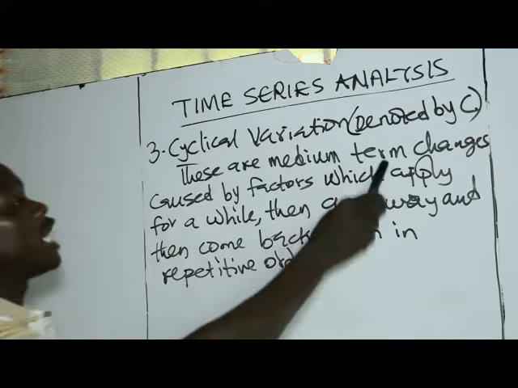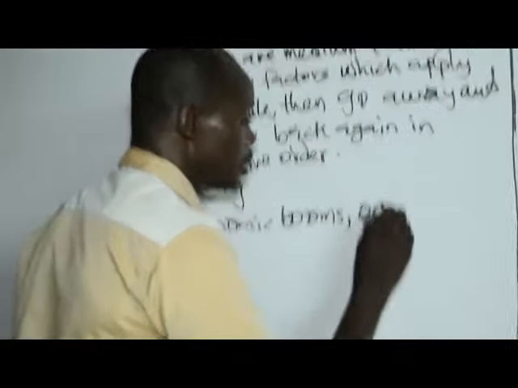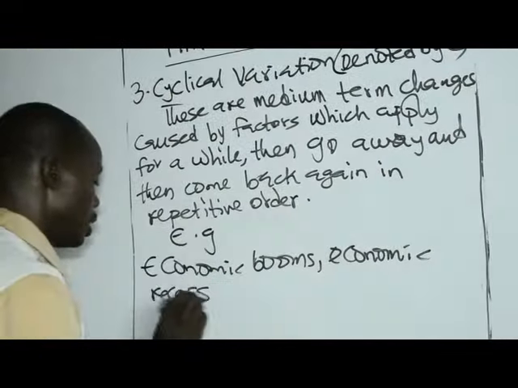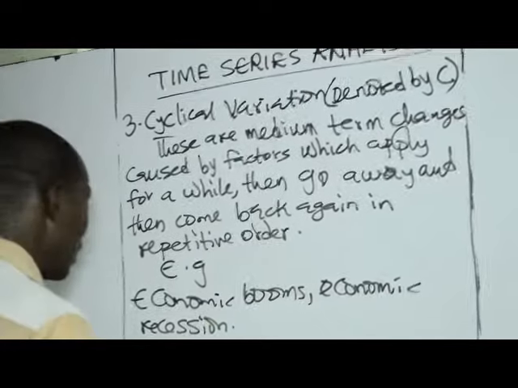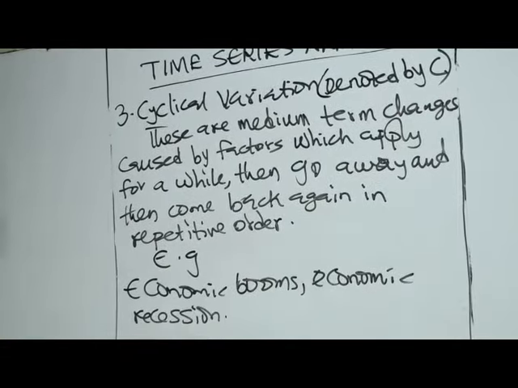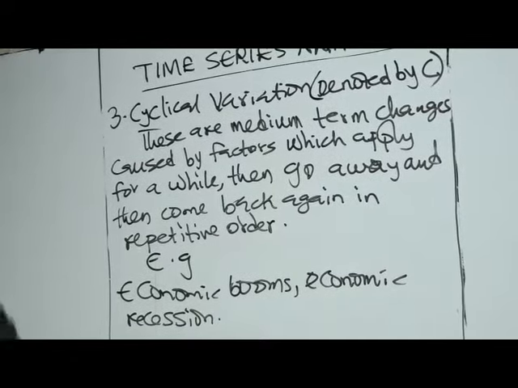Examples of those factors include: number 1, economic boom or economic recession. These are the factors that bring about a cyclical variation.